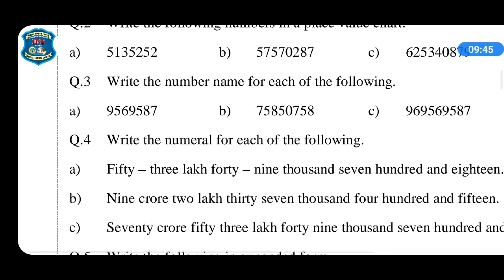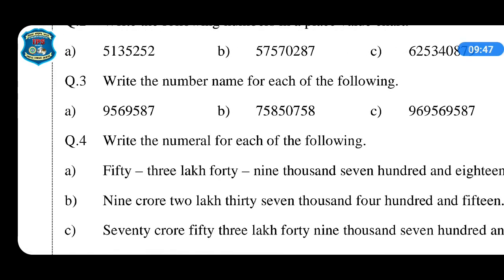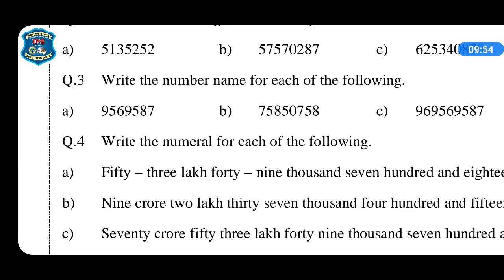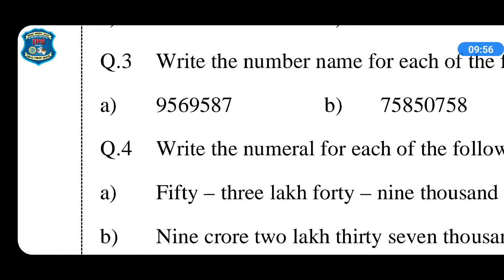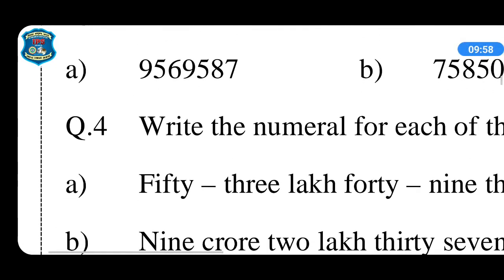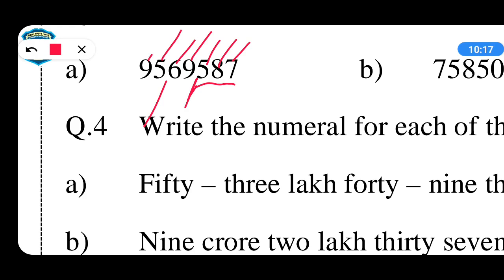The third question is, write the number name for each of the following. Now you have to write the number name. So let us see the first number. See this number. This is ones, tens, 100. So you have to put a comma here, right? You have to count 3 digits are there, so put a comma, right? Then 1000, 10,000, then put a comma, right? Then lakh, 10 lakh. Got it?